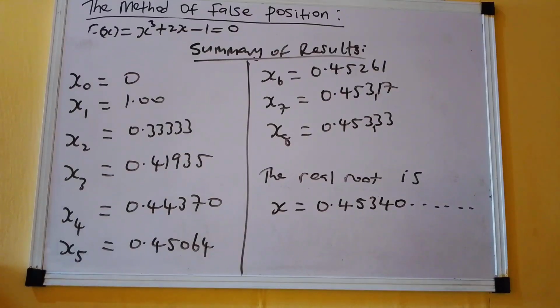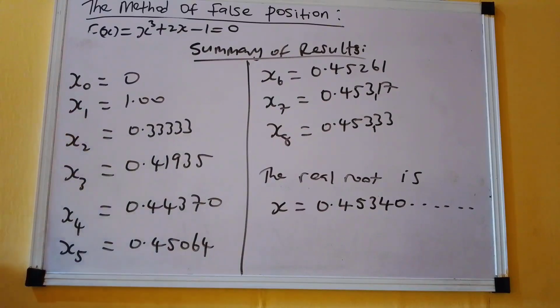The bisection method, we solved up to 10 iterations. At iteration 10, we could only achieve two decimal level of accuracy. We got 2 decimal places level of accuracy, 0.45, 0.5 at the 10th iteration using the bisection method. When we use the Newton-Raphson method at the 5th iteration, we got 5 decimal places level of accuracy.